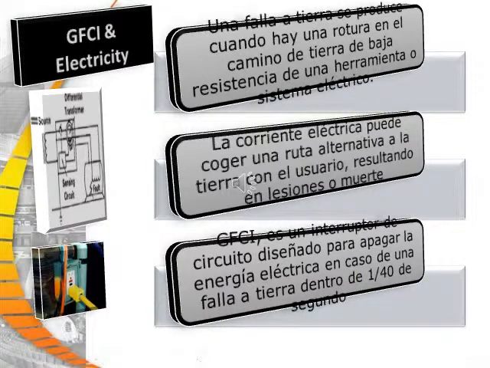A ground fault occurs when there's a break in the low-resistance grounding path from a tool or electrical system. The electrical current may then take an alternative path to the ground through the user, resulting in injuries or death. The GFCI is a circuit breaker designed to shut off the electrical power in the event of a ground fault within 1/40th of a second.